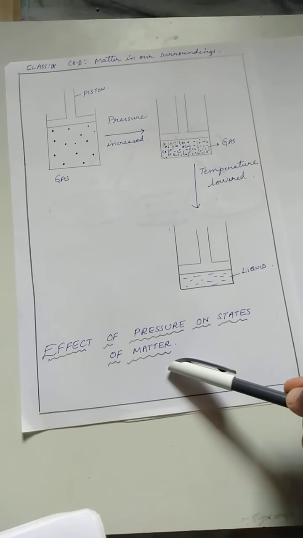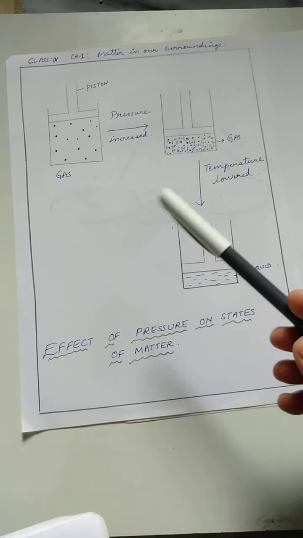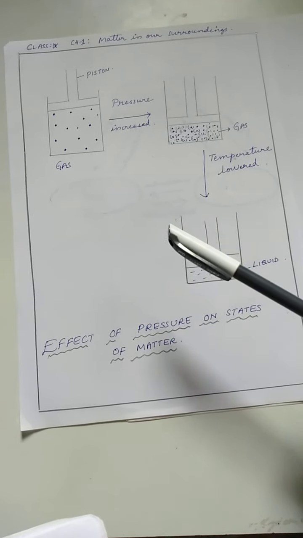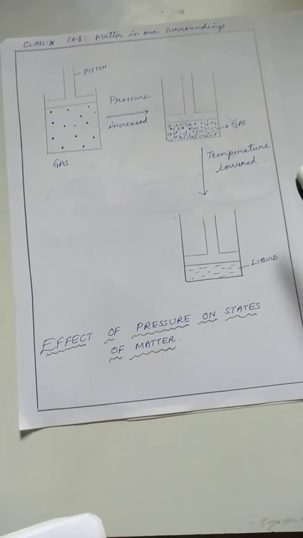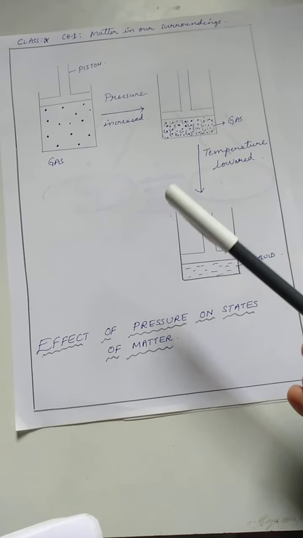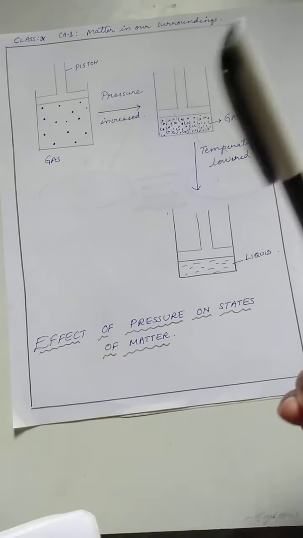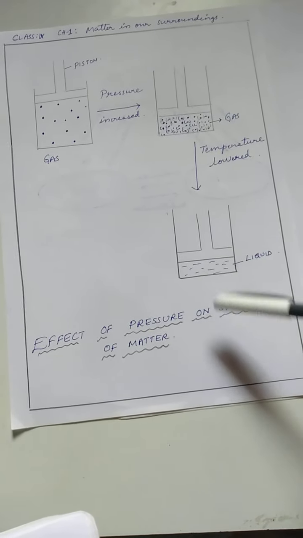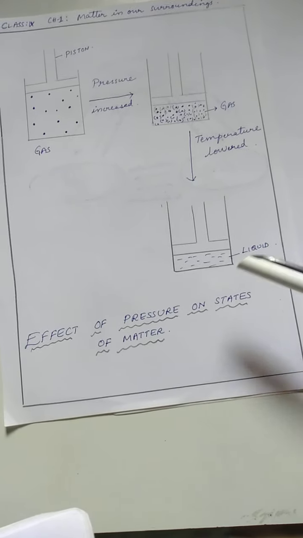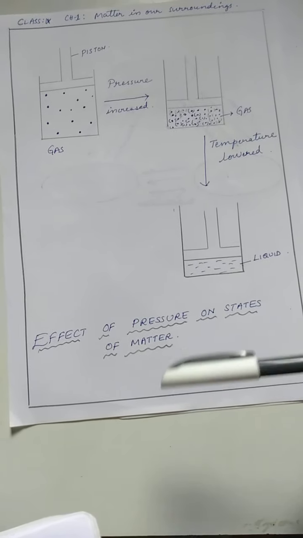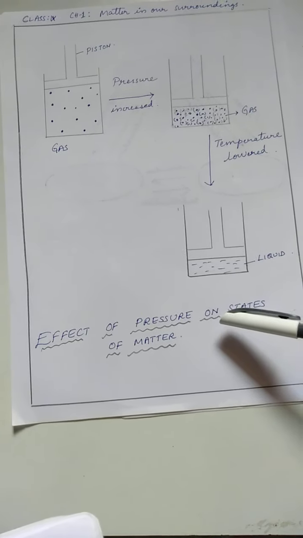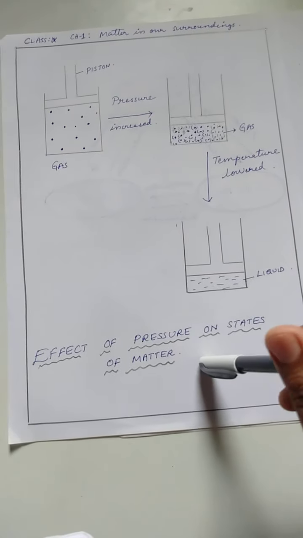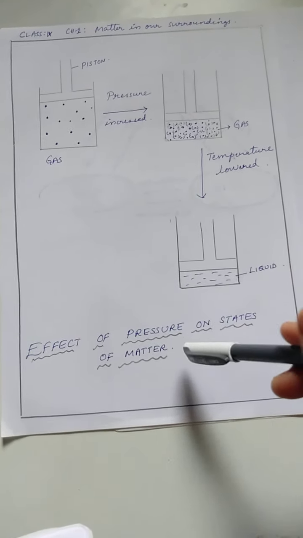Today in our chemistry module, let us learn about the effect of pressure on states of matter. As you all know, children, matter tends to change its form from one form to another, that is, from one physical state to another. From solids to liquids, or from liquids to gases, or from solids to gases directly. This phenomenon of the change of matter from one state to another is called interconversion of states of matter. Matter can change from one state to another by either changing the temperature or by changing the pressure.